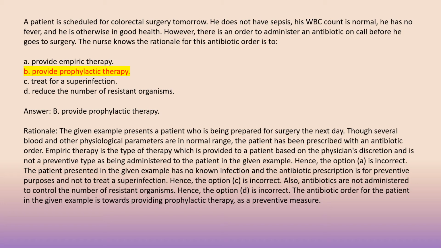Hence, the option A is incorrect. The patient presented in the given example has no known infection and the antibiotic prescription is for preventive purposes and not to treat a superinfection. Hence, the option C is incorrect. Also, antibiotics are not administered to control the number of resistant organisms. Hence, the option D is incorrect. The antibiotic order for the patient in the given example is towards providing prophylactic therapy as a preventive measure.